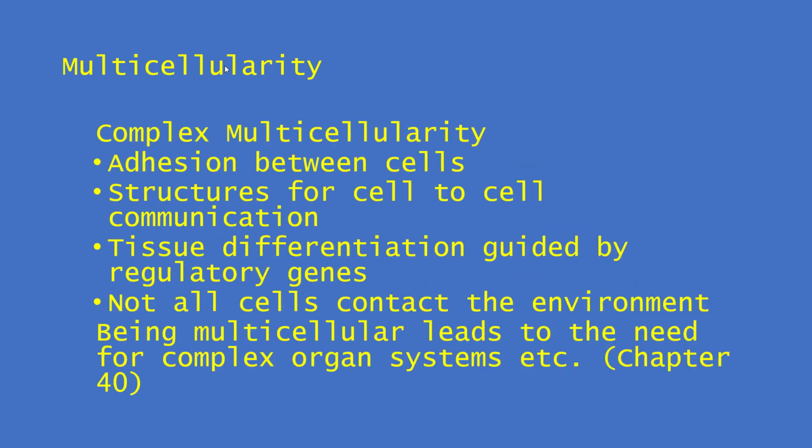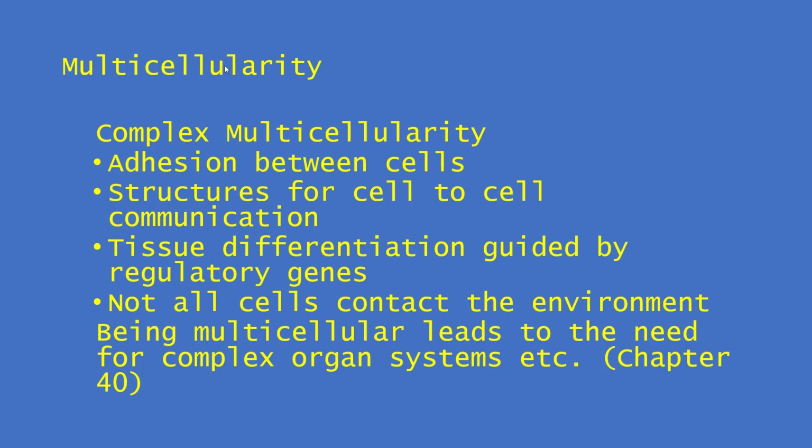Now, complex multicellularity has evolved more than once as well. It evolved in plants, it evolved in animals, it evolved in fungi, and it evolved in some of the protists. So, it probably evolved in protists and then was transmitted onto plants as plants evolved from algae. Complex multicellularity is when you have cells that are well adhered to one another. There are structures between the cells to allow cells to communicate so they can coordinate. And we have tissue differentiation.